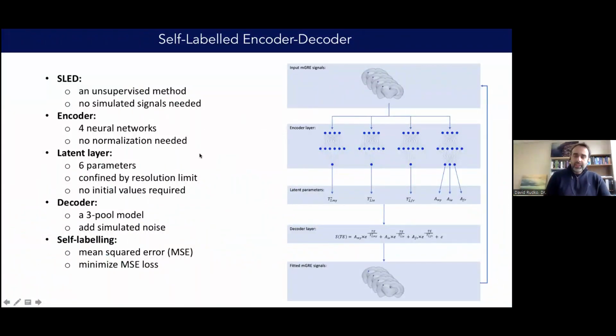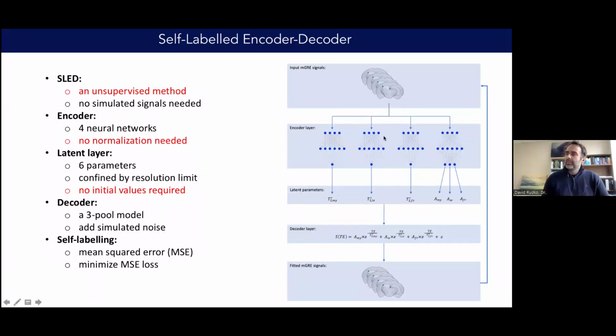So the work he did in my lab with a mouse model that Vlad described used this architecture, basically a self-labeled encoder-decoder, which consisted of four neural networks, one neural network for each of the T2 star decay parameters.